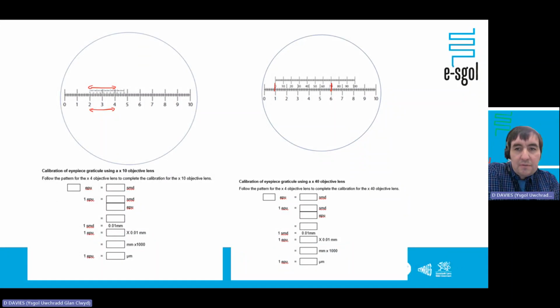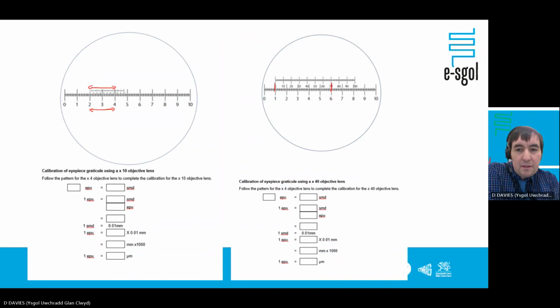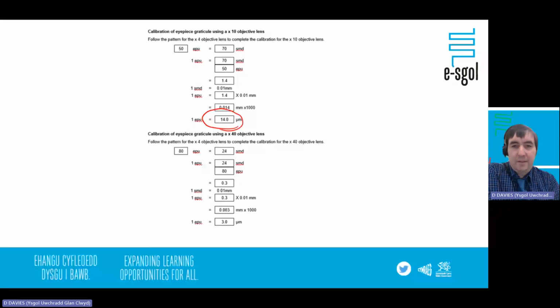80 to 24. Do you know what I think I've done, guys? I'm very sorry. These pictures are the wrong way around, aren't they? This should be the one at times 10, and this should be the one at times 40, shouldn't it? Okay, so sorry about that. That's a mistake on our part there. But it doesn't matter if you work them both out. We can still go through the answers, can't we?